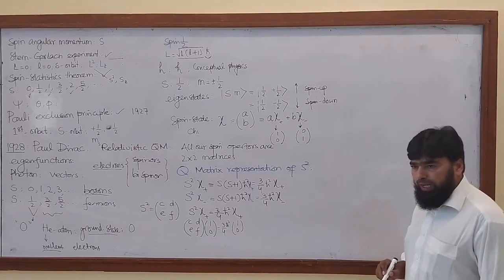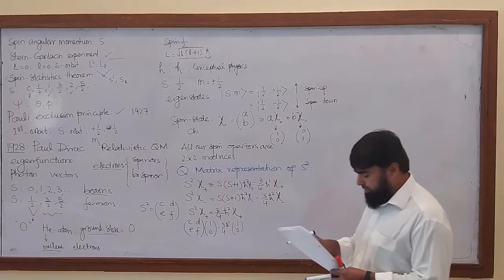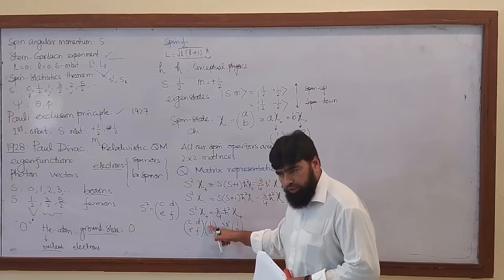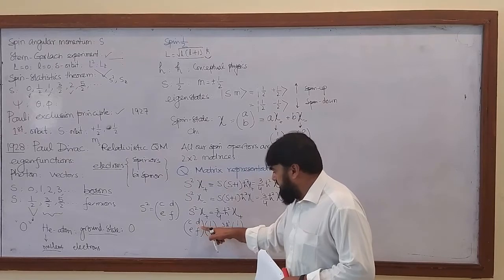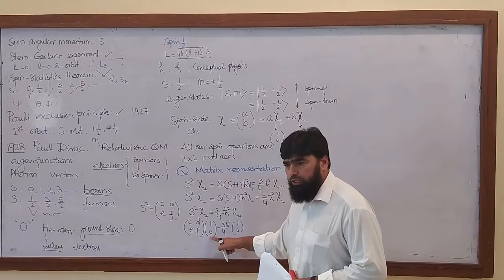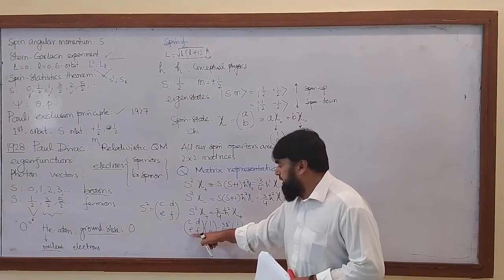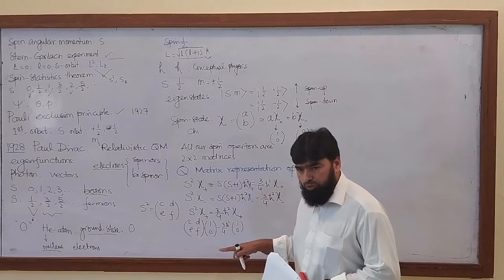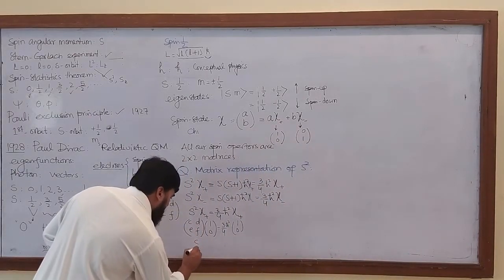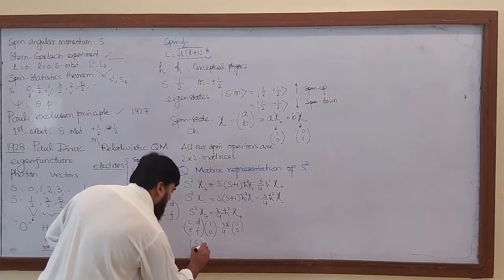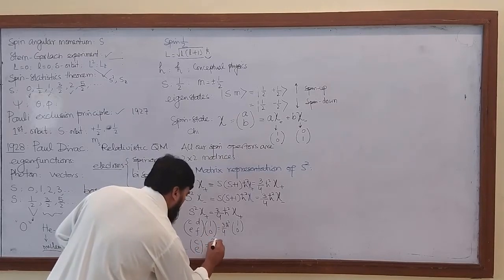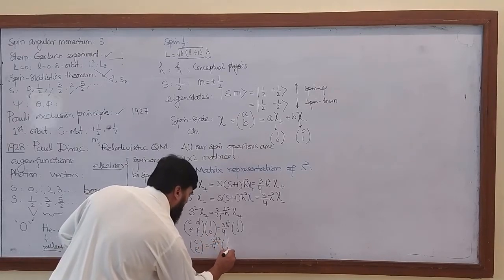When you do the multiplying, what will you get? C into 1, so it will be C. Then D into 0, so 0. So C plus 0 will only be C. While here only E will remain and F will become 0. So you have C and E, CE, is equal to what? 3 by 4 h bar square 1, 0.